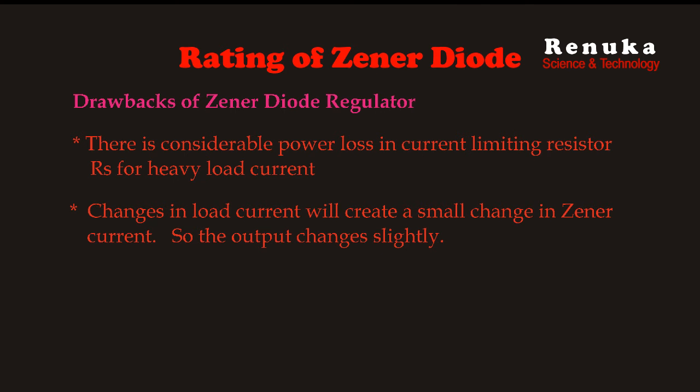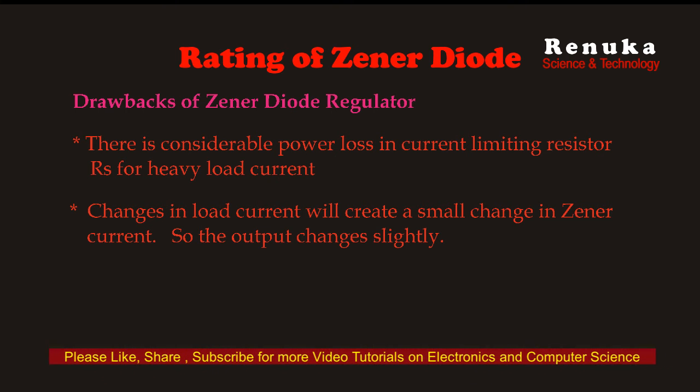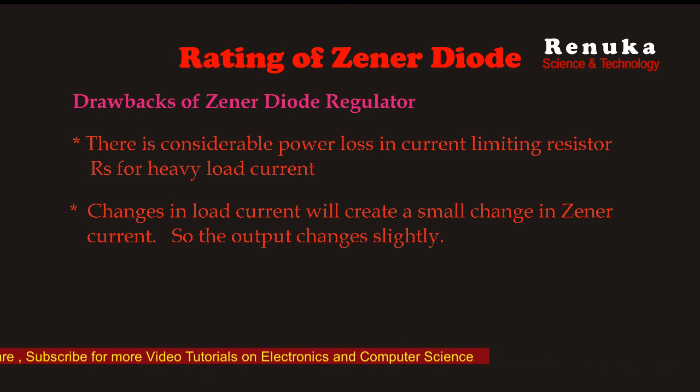There are certain drawbacks of the Zener diode regulator. First drawback: there is a considerable power loss in the current limiting resistance Rs when heavy load currents are required. Second drawback: changes in load current will create small changes in the Zener current. So these are the drawbacks of the Zener diode.